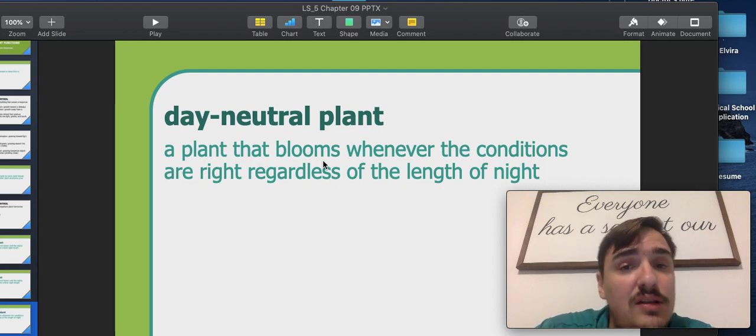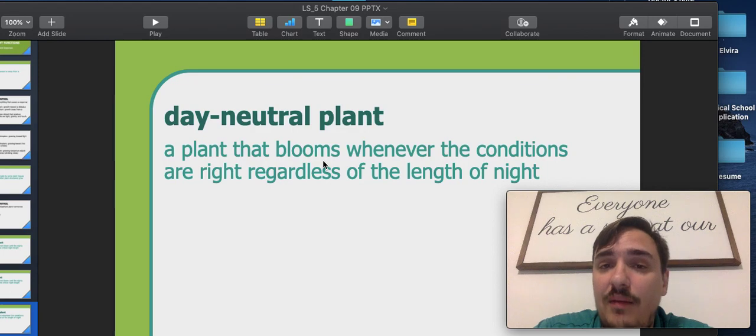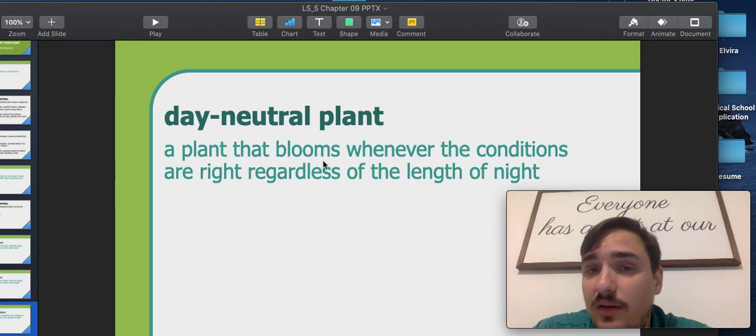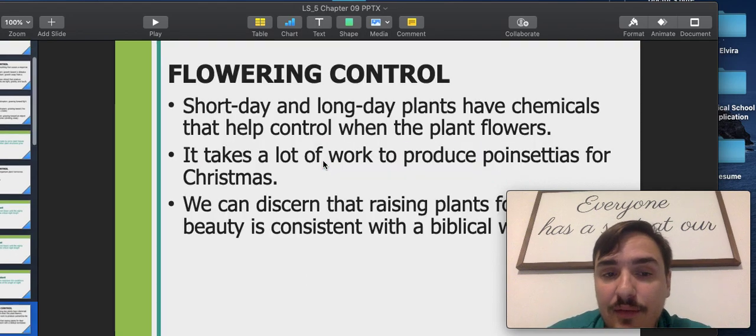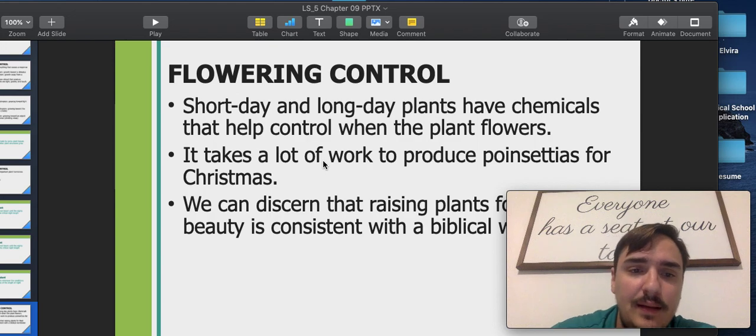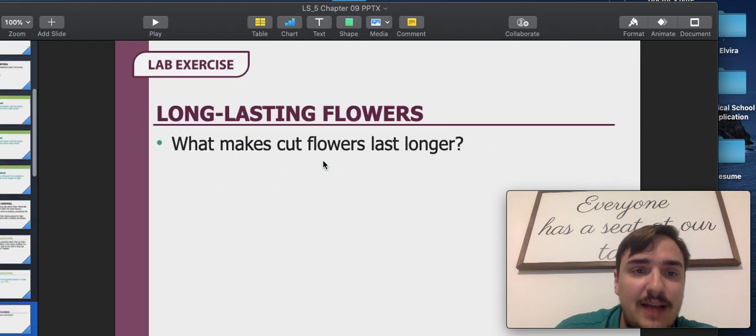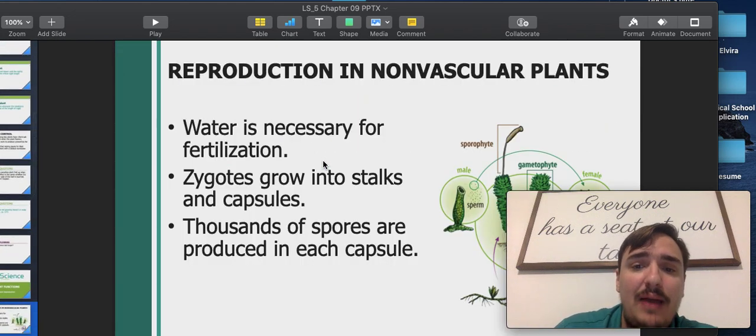Now that's really all you need to know for this class, all these differences for these terms. There are reasons for this because of a chemical that's produced during the nighttime called phytochromes, but you don't need to know what those are. But that's why, if you were wondering. Okay, that's 9A. All right. Plant reproduction.